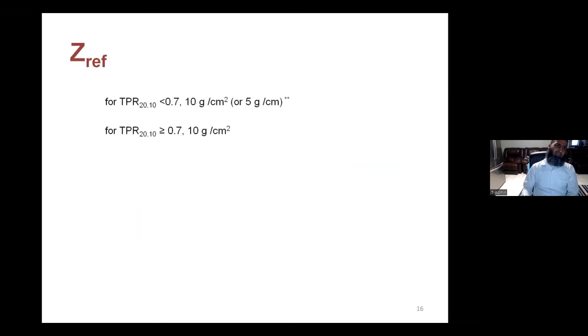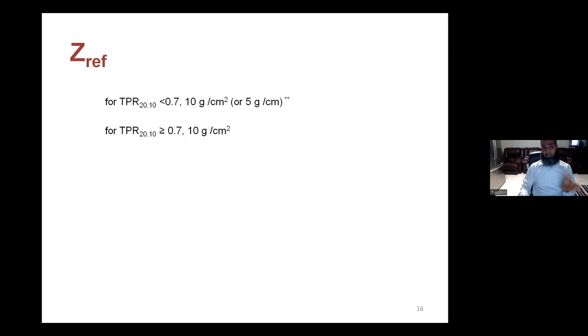So there is a Z-ref, the specific reference depth, which is normally recommended when you are doing reference dosimetry: what depth you should be putting your chamber at. TRS 398 and TG51 both recommend that you put it at a depth of 10 centimeter, but in TRS 398, they said you can use a 5 centimeter depth for the low energies. What the low energies means is that the TPR 2010 should be less than 0.7. So then you can use 5 centimeter, but the most recommended depth is 10 centimeter in both cases.